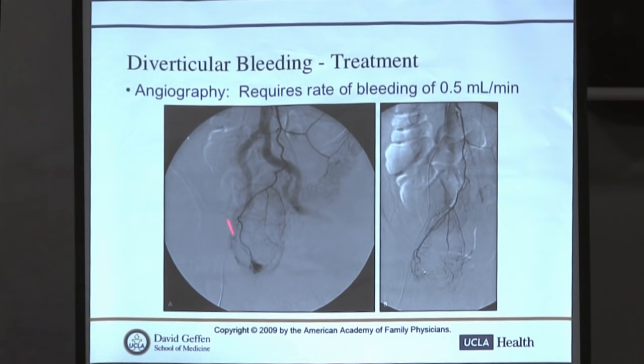And this is an image that actually shows a normal angiogram, but you could see the site of bleeding right here. And then what they do is they embolize the artery, which means intentionally clot the artery, either that or insert a coil within the artery. And this patient had a coil embolization, and the bleeding stopped.